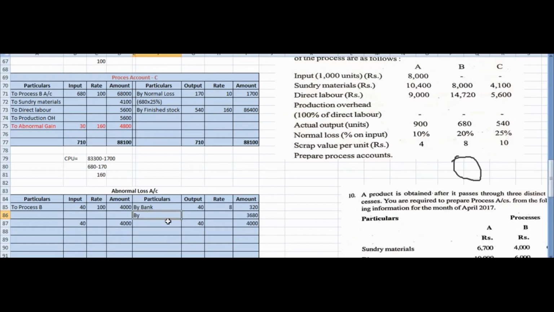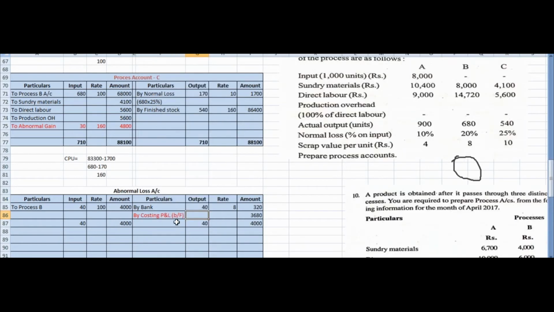What do I have to write? I said that abnormal loss or abnormal gain is transferred where? The balancing figure goes to costing profit and loss account. Is it clear to everyone? Whatever difference comes in the abnormal loss account or abnormal gain account, you have to transfer that to the costing profit and loss account. Clear? This was your abnormal loss.